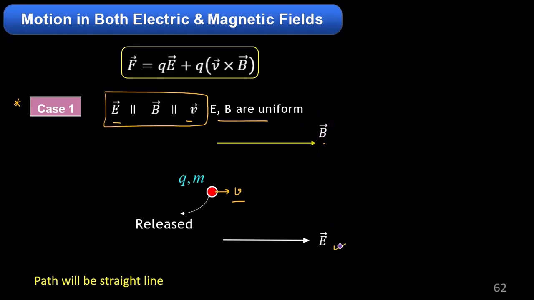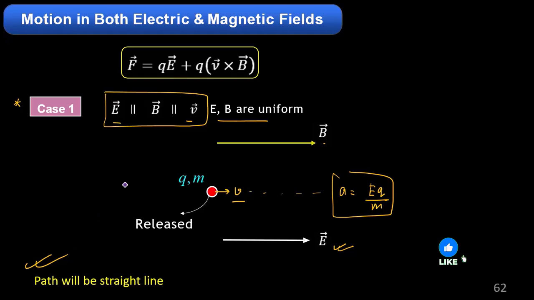With the effect of the electric field, the particle will accelerate in the forward direction. The acceleration will be the force divided by the mass, that is EQ by m. With this acceleration, the particle will move in the forward direction along a straight line path, when the E vector, B vector and V vector are all parallel to each other.